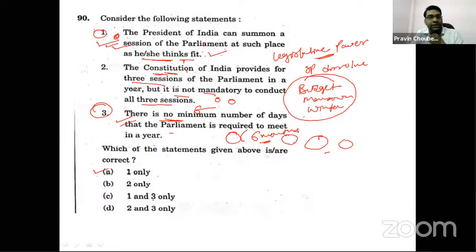Yes, you can do it in Hindi. In UPSC prelims, the question will come in both Hindi and English. So option A will be the correct statement.